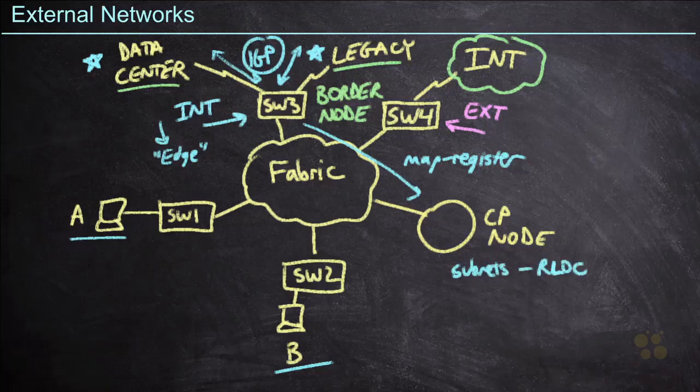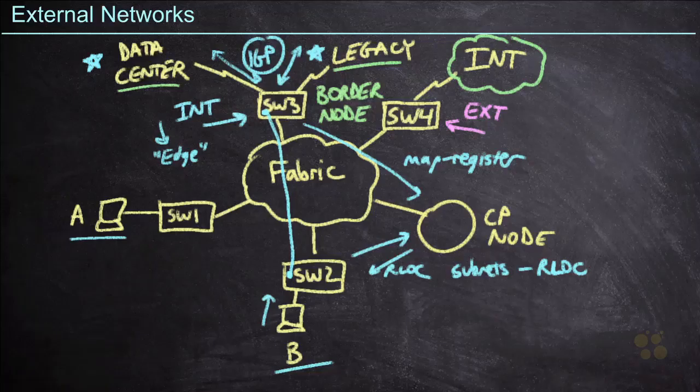So now let's say host B needs to send something to the data center. Well, host B is going to send its packet to switch 2. Switch 2 is going to recognize that as an unknown location, and so it will send a map request to the control plane node. The control plane node is going to respond with the RLOC of the target switch, and in this case, it would be the internal border node. So switch 2 will send it in its tunnel to the border node, and from there, switch 3 will use its traditional routing table to figure out how to forward that traffic towards its destination. So that's the internal border node.